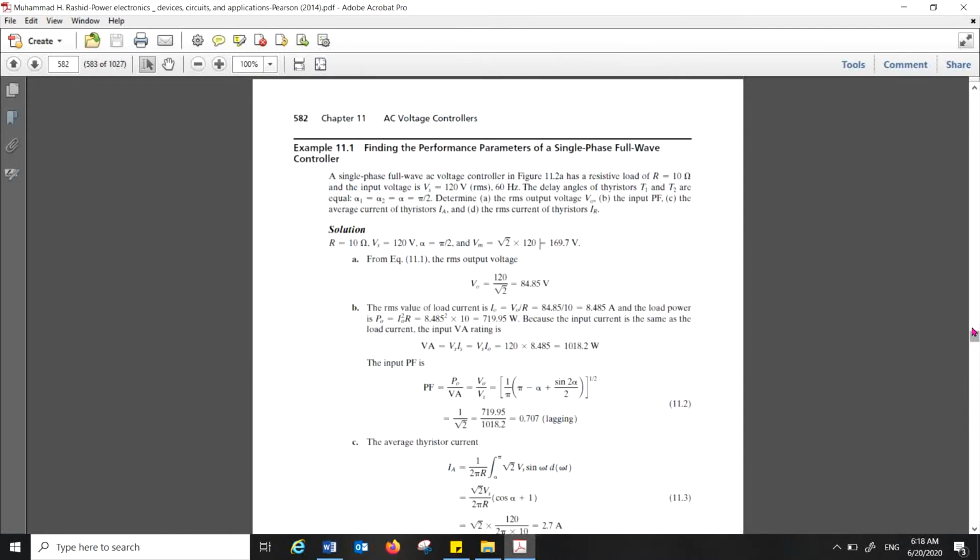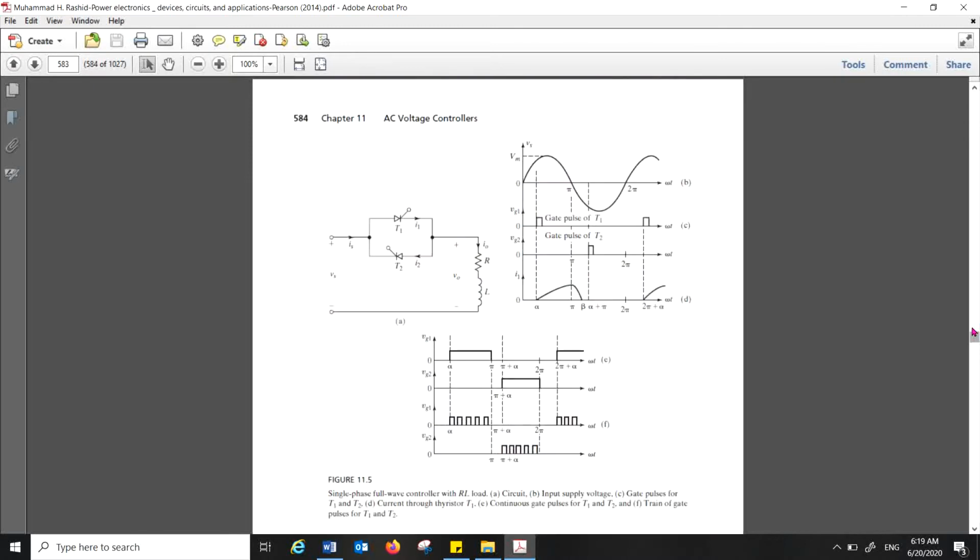If you have questions or anything, you can ask. And this is all about our topic today. In the next lecture, we will discuss the three-phase AC to AC converter. As far as I know, I think you can go through the lecture and understand it.